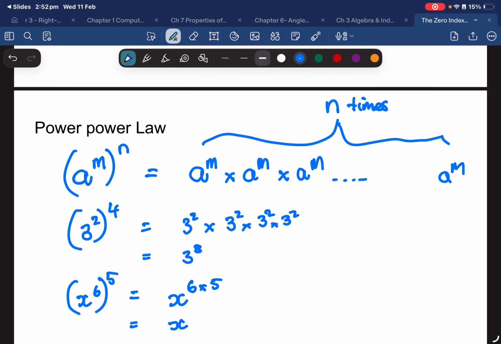Now, 6 times 5 is one of my favourite numbers. It's 30. It's also not my age. It was my age at one stage, but it's not my age anymore.